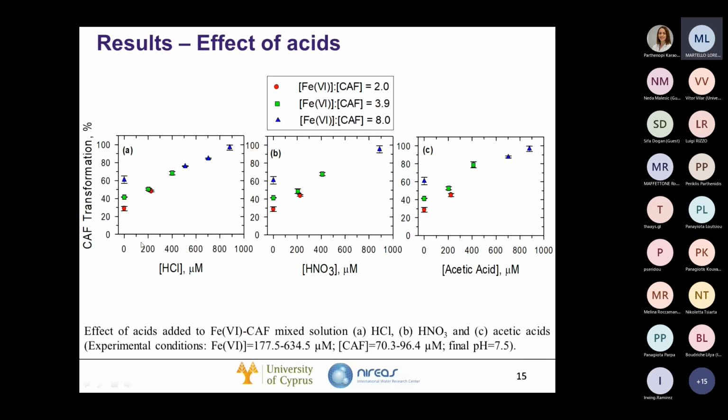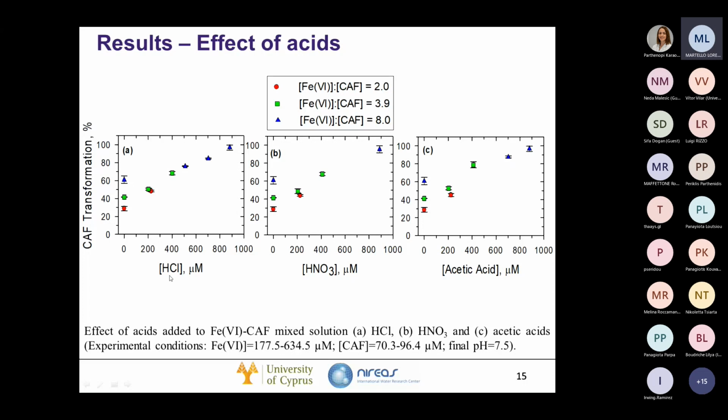So in this case, we started measuring the amount of acid added to the solution. And we can see here in figure A, at different molar ratios of iron 6 to caffeine, when we increase the concentration of acid, we see an increment in the removal of caffeine. That was really interesting at that time.